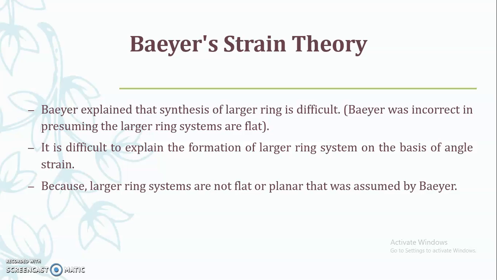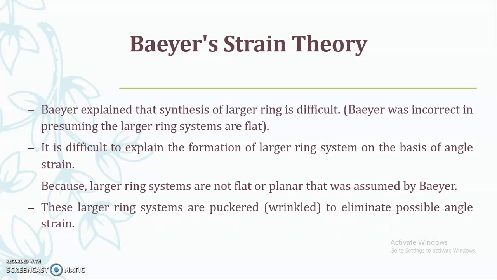Larger ring systems are not flat or planar. Actually they are present in a puckered or wrinkled form. It means that in cyclohexane, all 6 carbon atoms are not in one plane, and these larger systems are present in puckered, also known as wrinkled, form to eliminate the possible angle strain. In that case, cyclohexane as well as larger molecules maintain the bond angle of 109 degrees, the tetrahedral bond angle, and that's why these rings are stable, and we can also carry out the synthesis of these rings.